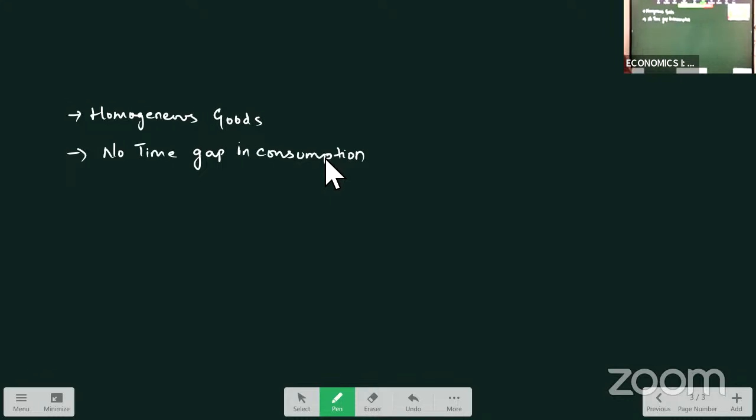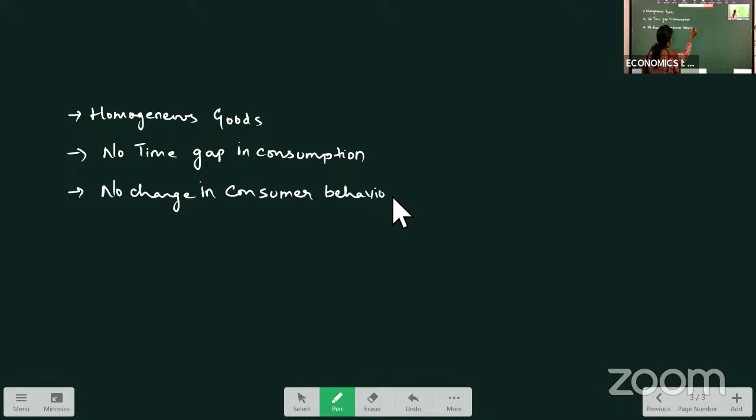Okay. The next assumption is that no change in consumer behavior. Throughout the law explanation, there is no change in our consumer behavior. Okay. And uniform size of the goods. The goods are of same size over here. Then only we can explain this law, right?